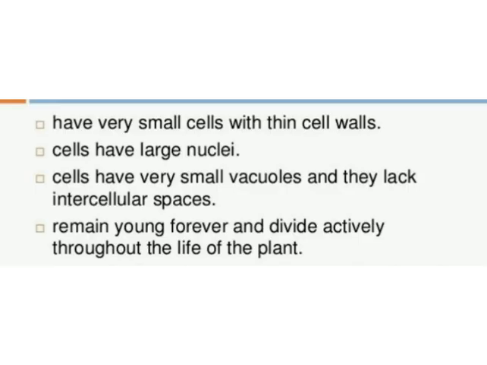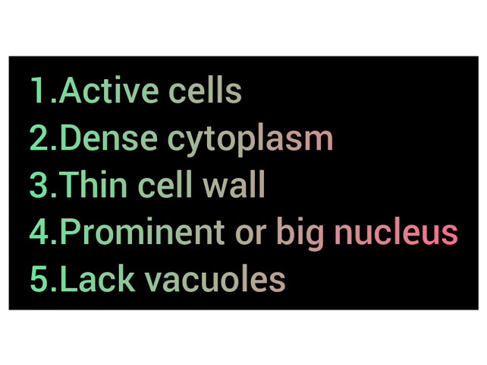Now let us check the internal features of meristematic cells. The cells of meristem are very active, fast dividing cells. They have abundant, dense cytoplasm. Their cell wall is thin and they have a big, prominent nucleus. As these plant cells have a large nucleus, they lack vacuoles.